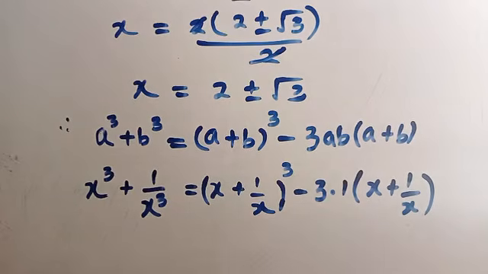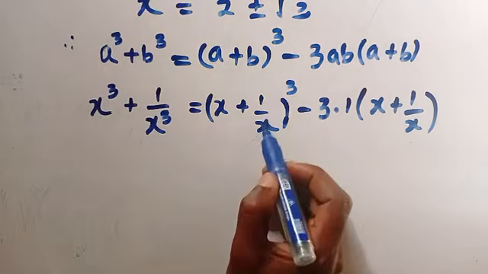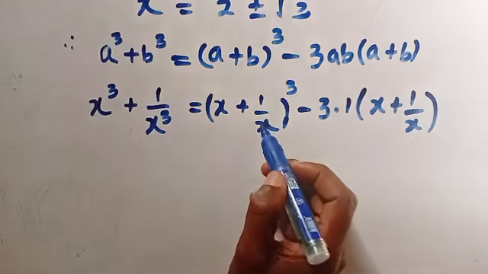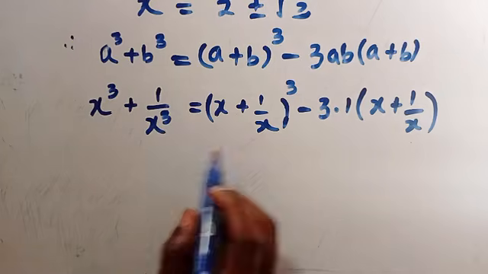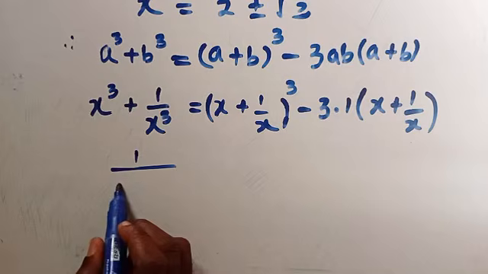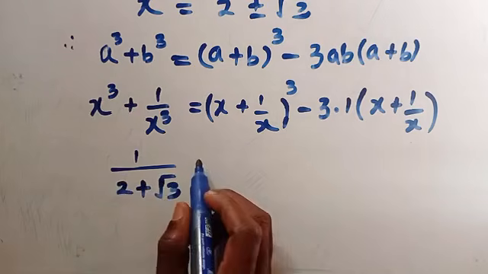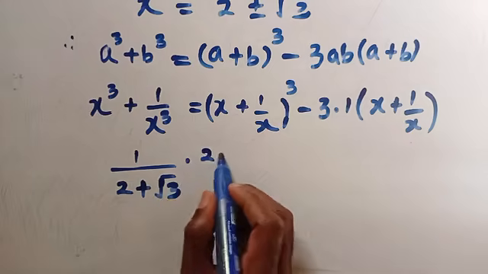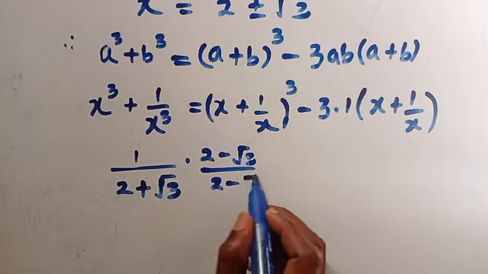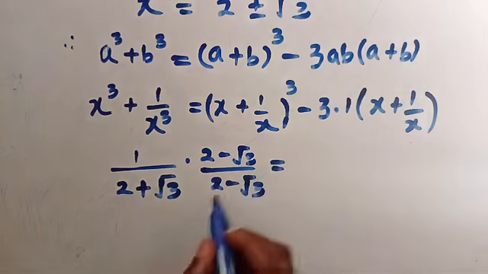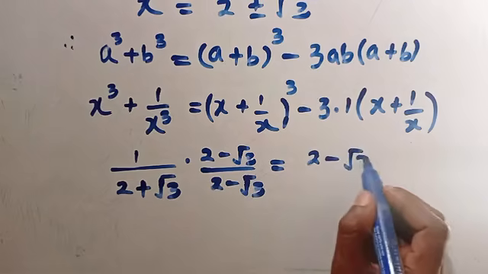So we have to get 1 over x here. What is 1 over x? To get 1 over x, we just consider any of the x that we have. Suppose we have 1 divided by 2 plus root 3. By looking for the short form of this, we multiply this by 2 minus root 3, and this is 2 minus root 3. So the result of this one gives us 2 minus root 3.